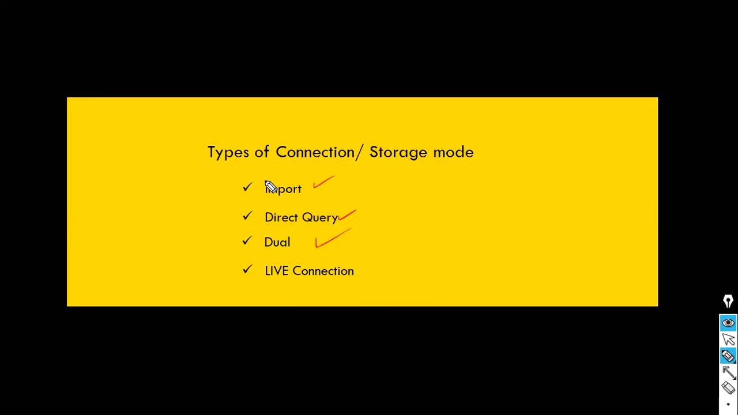Next one is dual. The combination of these two. This is a very interesting one. We'll discuss this, if possible today itself. And the last one is the live connection. Okay, live connection is you are establishing a live connection with your cloud system or something, or SSAS. But here the limitation with the live connection, it works only with the specific data source. SSAS tabular or SSAS multi-dimensional.